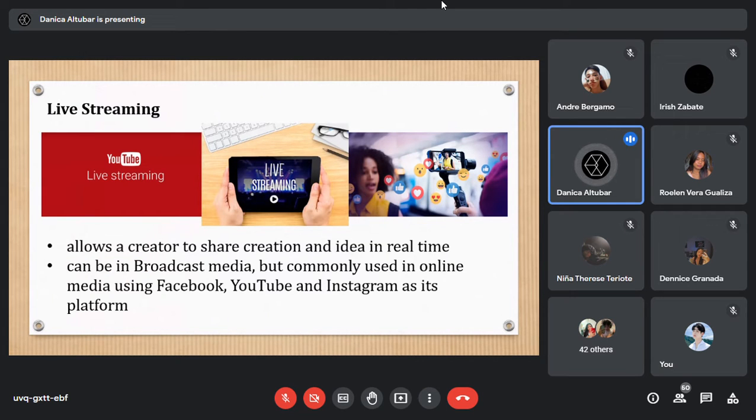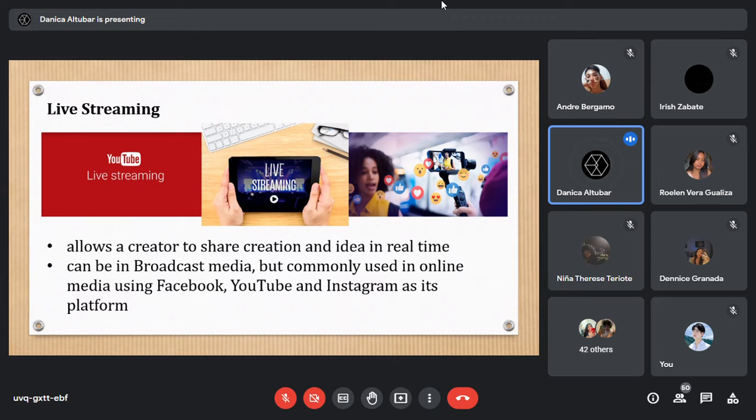When we talk about live streaming, this allows a creator to share creation and ideas in real time. It can be in broadcast media, but commonly used in online media using Facebook, YouTube, and Instagram as its platform.